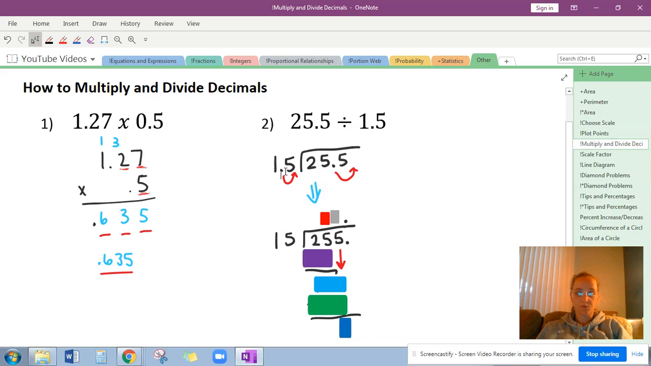Okay, so all I did was just move that decimal place one place over. If there was 2 decimal places here, I'd move that 2 places and then this 2 places, as long as you're doing the same thing to both numbers.